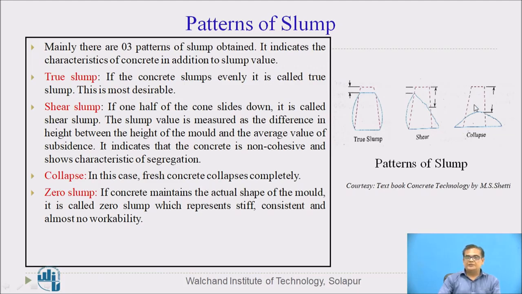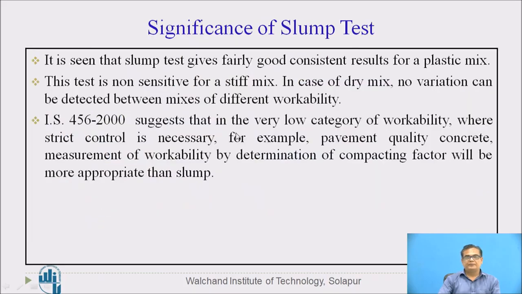Then third is collapse. Concrete suddenly collapses, like in the third case. When workability is much more, you will see that collapse is there. And one more type is zero slump. There is no change of levels. When workability is 0, there will be zero slump.